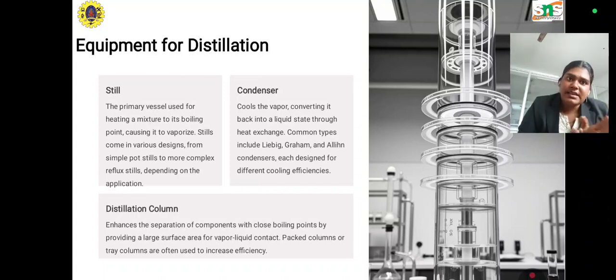Next is the condenser, where the main process takes place. The condenser cools the vapor, converting it back into the liquid state through heat exchange, and the common types include Liebig, Graham and Allihn. And next is the distillation column. It enhances separation of components with close boiling points by providing a large surface area for vapor liquid contact.